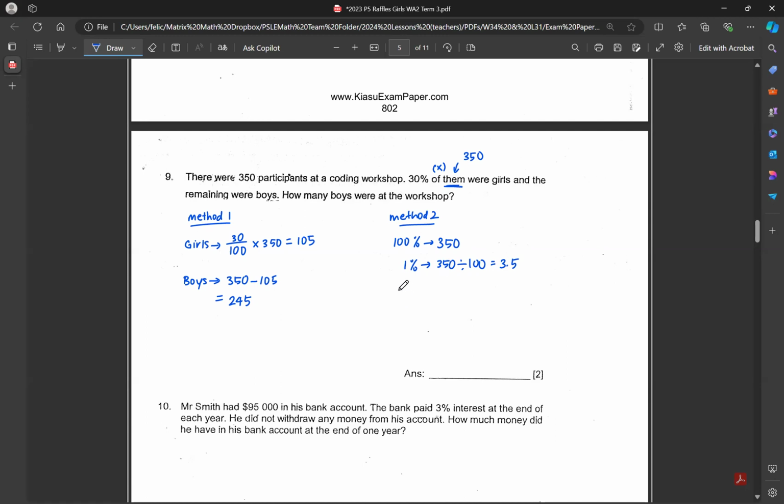You can go on to find 30%, but if you don't, straight away, you can go on to find 70%. Because 70% are the boys. This will be faster, of course. If you find 30%, sure, no problem. Then you just go on to take participants minus the girls' answer, which is okay also. Okay, so 70% are boys, straight away means 3.5 times 70. You should have the same answer, 245. Okay, so 245 points.